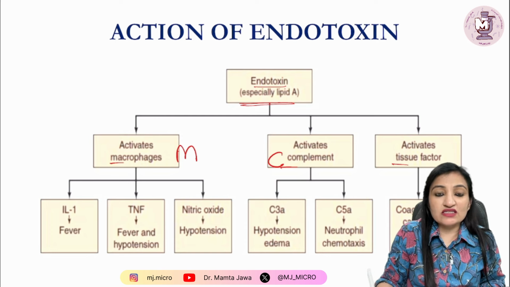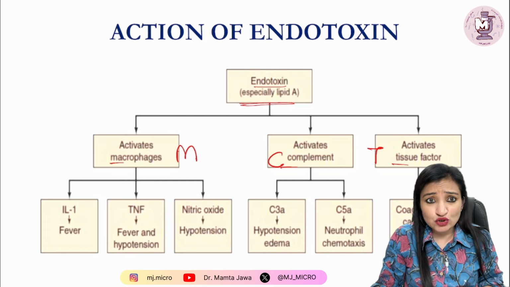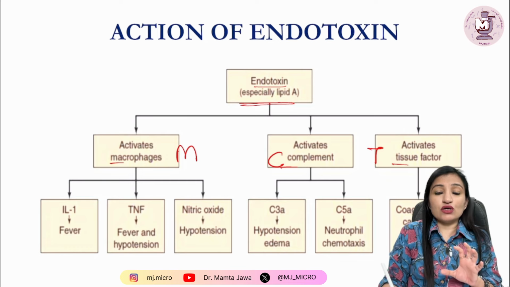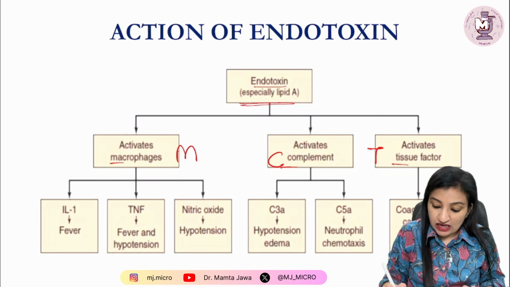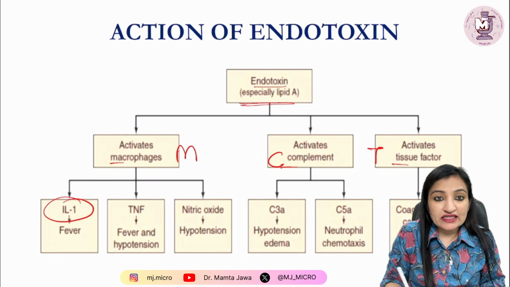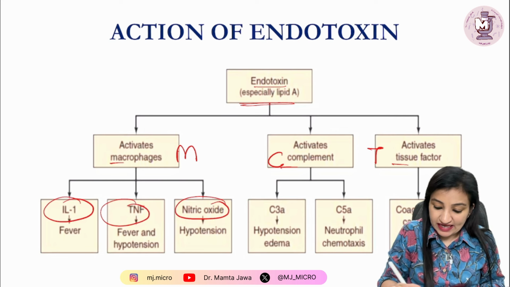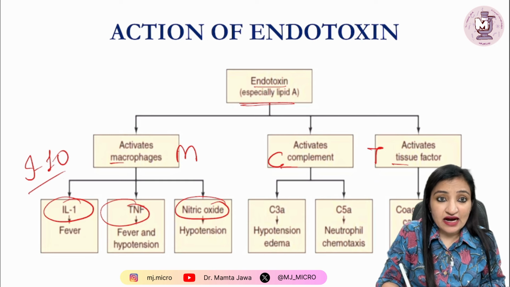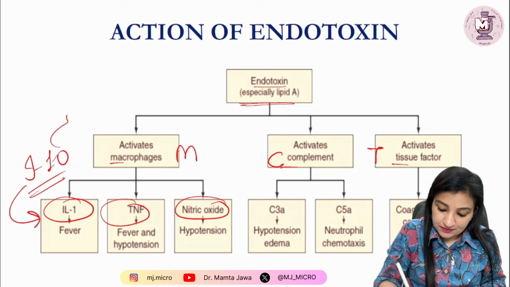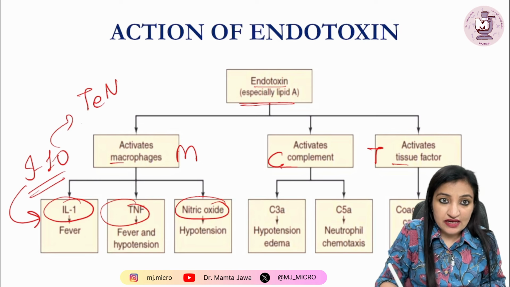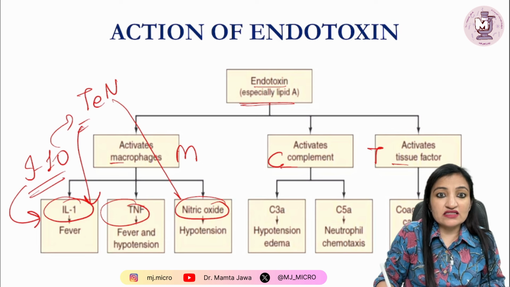M से macrophages, C से complement, T से tissue factor. When macrophages are activated after endotoxin binds to them, there is going to be production of interleukin 10, TNF and नाइट्रिक ऑक्साइड. रिमेंबर इट एज I10 वाली गाड़ी, I10. I से क्या हो गया, इंटरल्यूकिन 1, ठीक है, और अगर मैं इसको 10 को ऐसे लिख दूं, TEN, T से ट्यूमर नेक्रोसिस फैक्टर और N से नाइट्रिक ऑक्साइड.